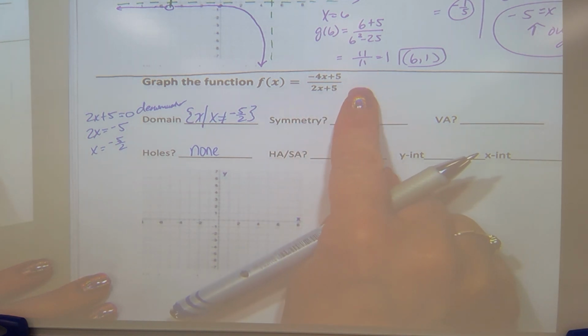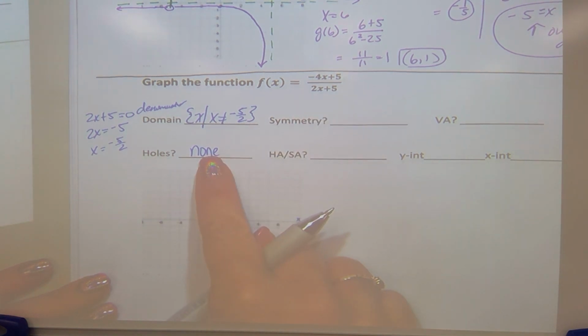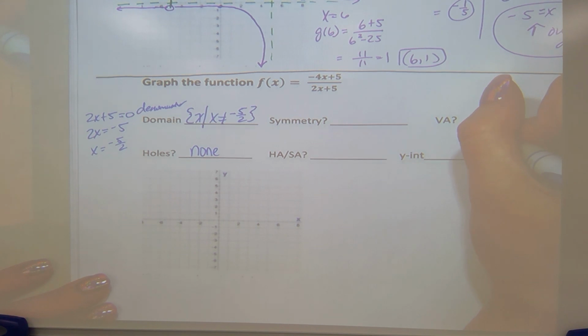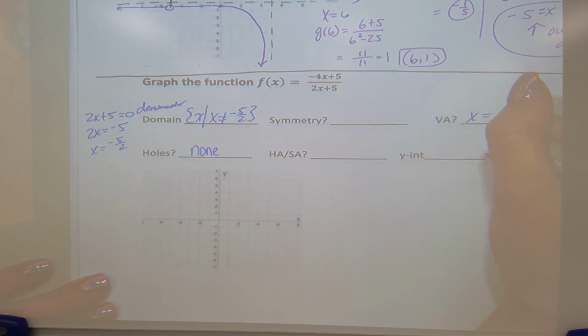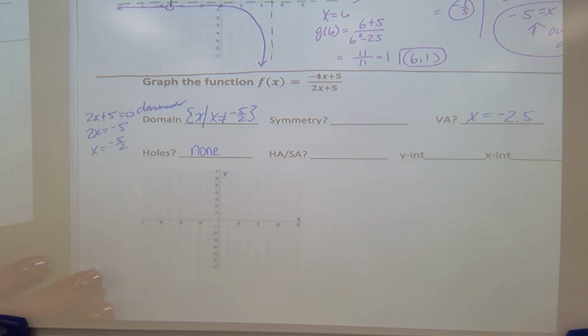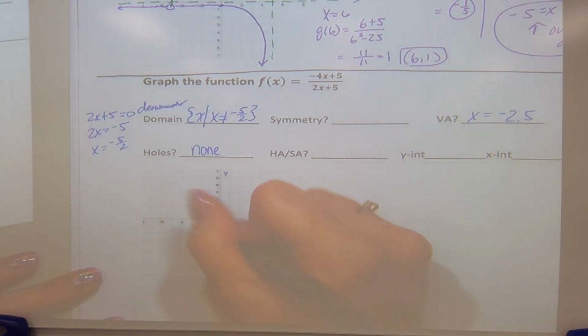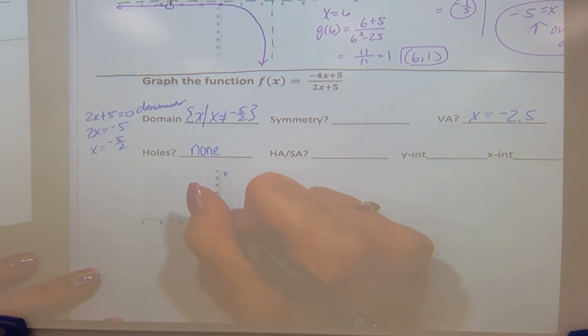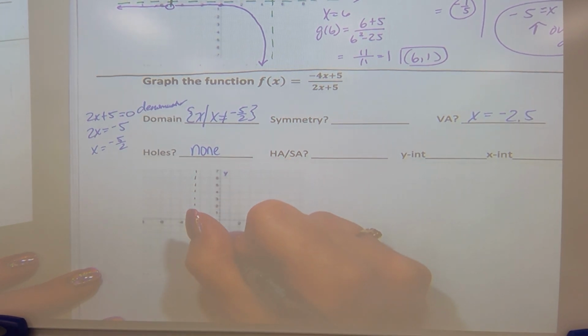Because my function's in lowest terms, I don't have any holes. This is a vertical asymptote. Vertical asymptote at negative 2.5. Negative 5 halves is negative 2.5. So let's go ahead and put that on our graph. Negative 2.5 is going to be right here. There's my vertical asymptote.